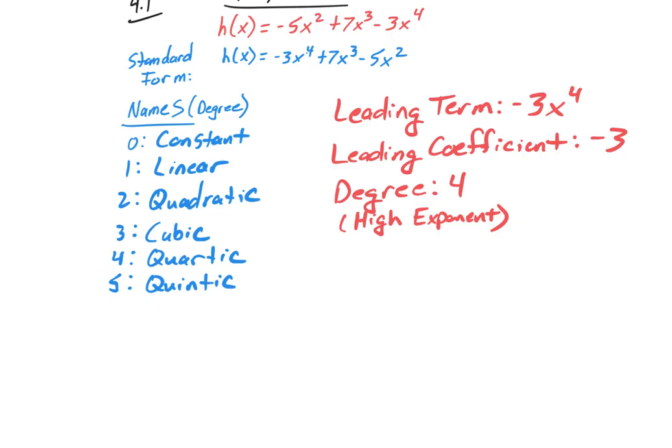And when we name it, we're only going to name it by its degree. Because this one has a degree of 4, we call it a quartic. So those are just some different things that we use to identify the parts of that. But probably the most important thing is the degree. The degree is going to tell us a lot of different things about that polynomial.